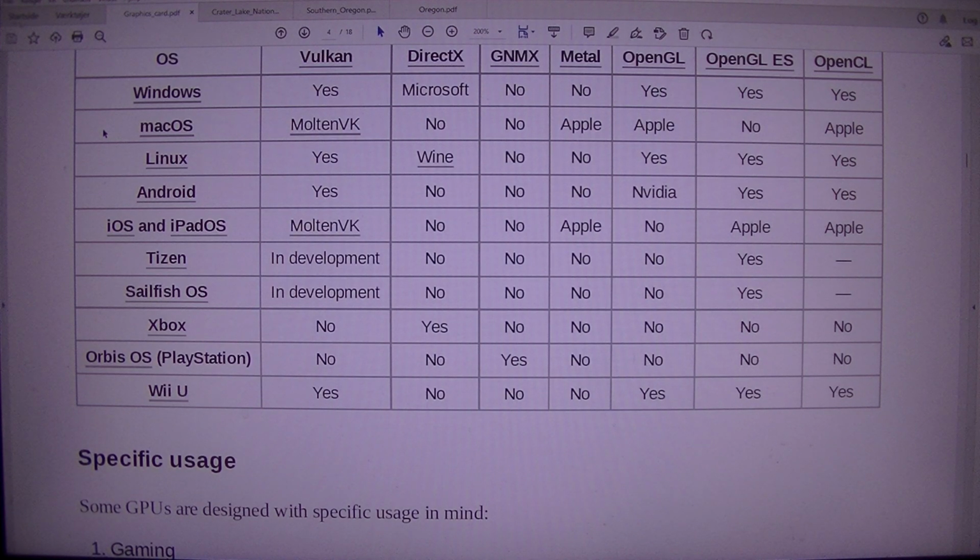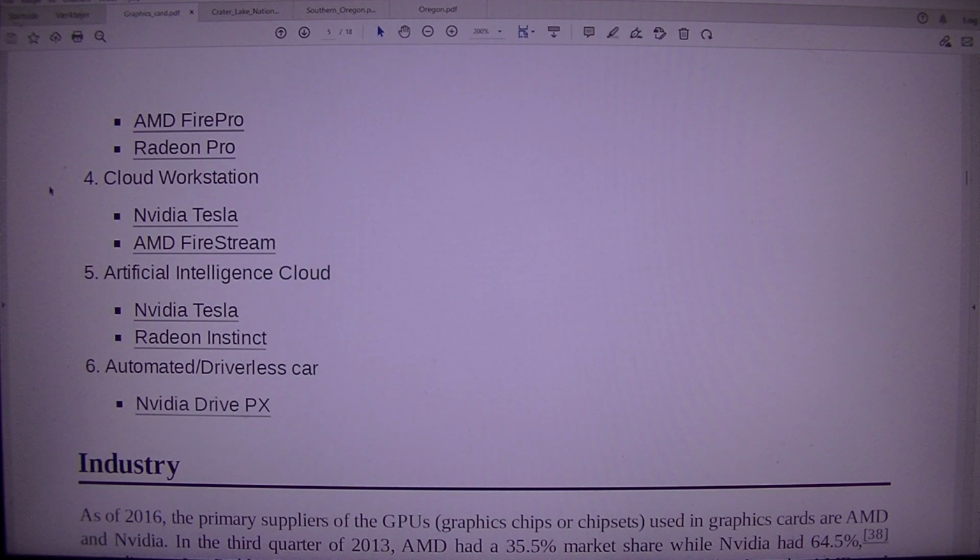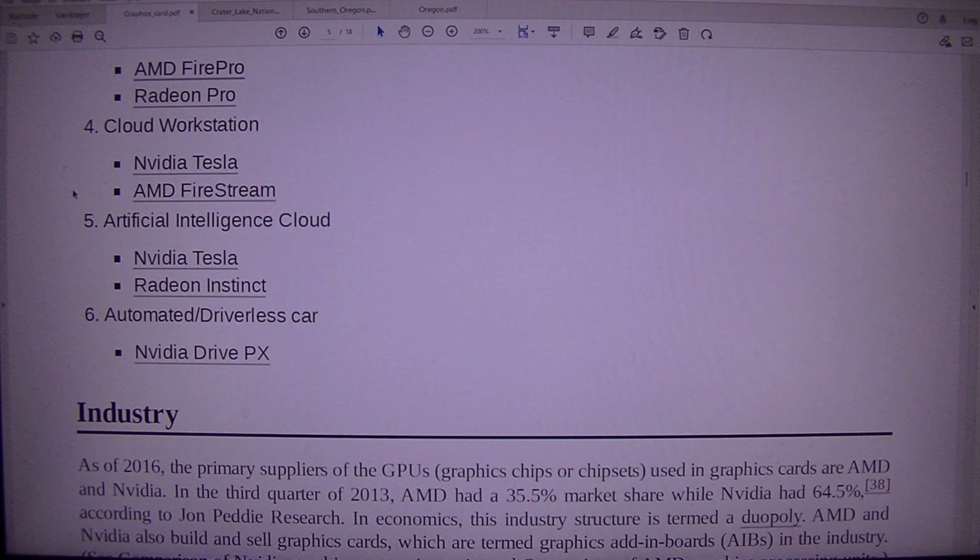Some GPUs are designed with specific usage in mind. Gaming: GeForce GTX, GeForce RTX, NVIDIA Titan, Radeon HD, Radeon RX. Cloud gaming: NVIDIA Grid, Radeon Sky. Workstation: NVIDIA Quadro, AMD FirePro, Radeon Pro. Cloud workstation: NVIDIA Tesla, AMD FireStream. Artificial intelligence cloud: NVIDIA Tesla, Radeon Instinct. Automated/driverless car: NVIDIA Drive PX.